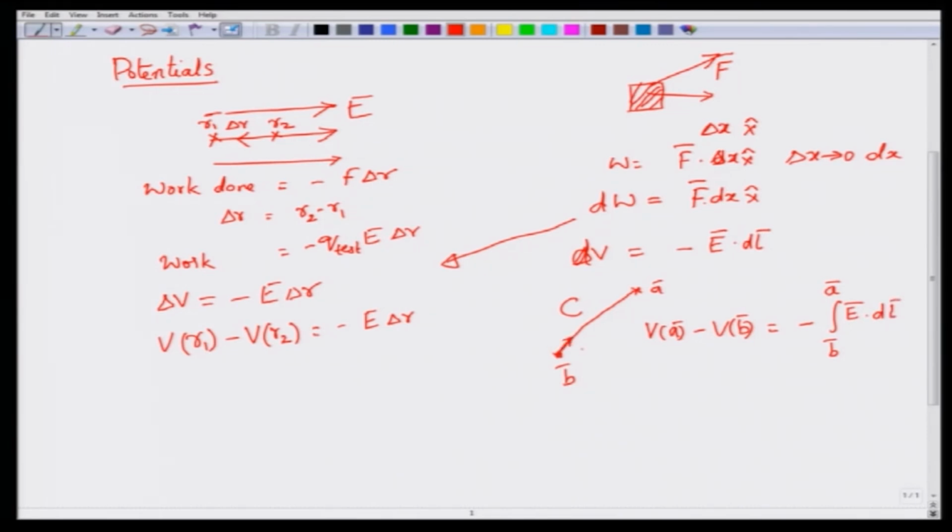dl is the vector line element here, and E is the electric field of the region of space in which we are moving the charge. So, this expression is very crucial for you to note.